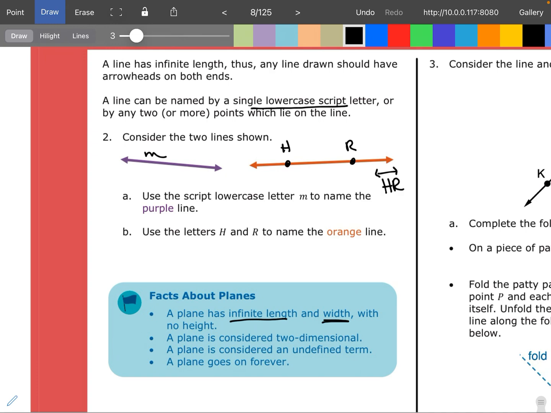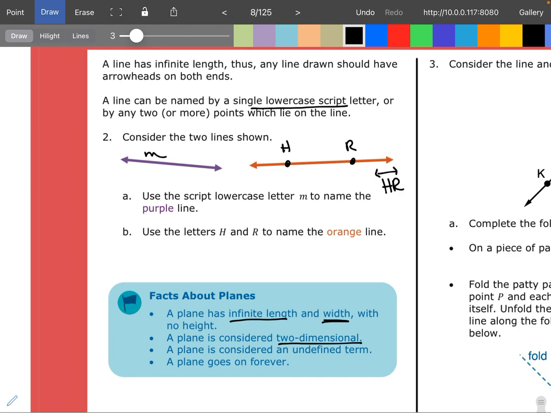So different than a line, it has length and width. And a plane is considered two dimensions because it has those dimensions, length and width. It doesn't have height though. It is also another one of those undefined terms, and it also goes on forever and ever.